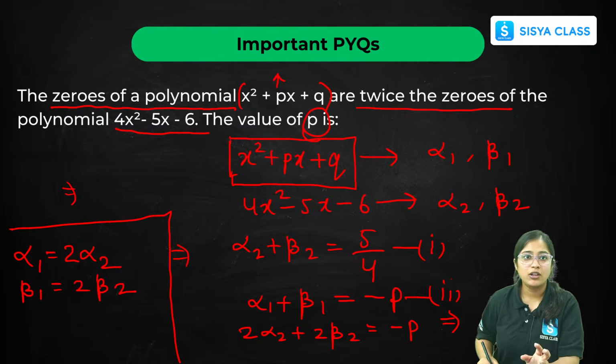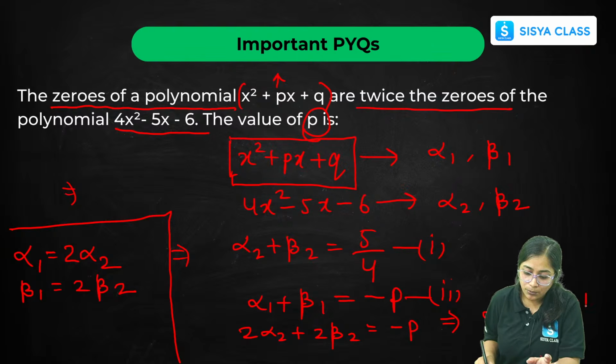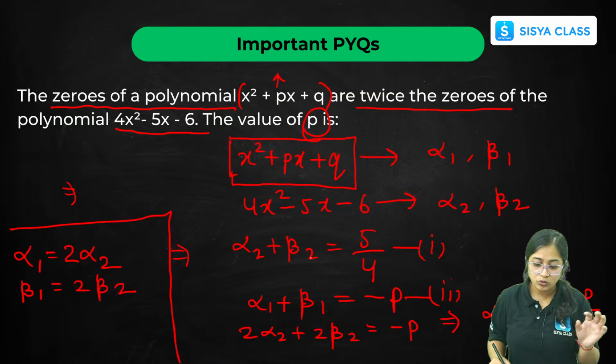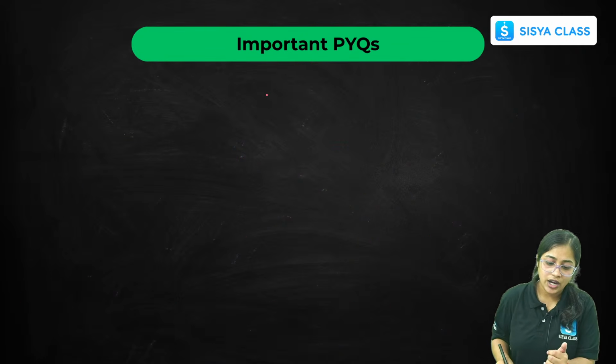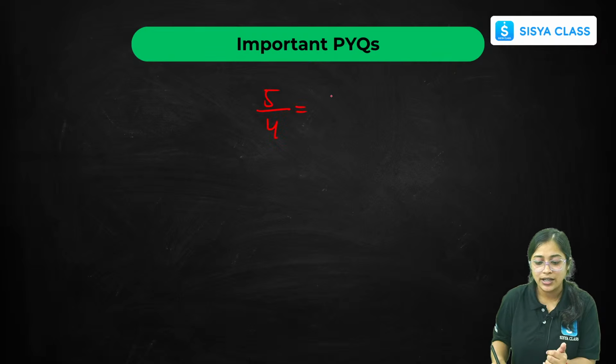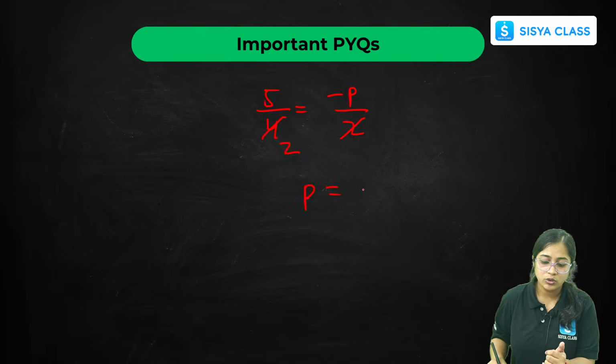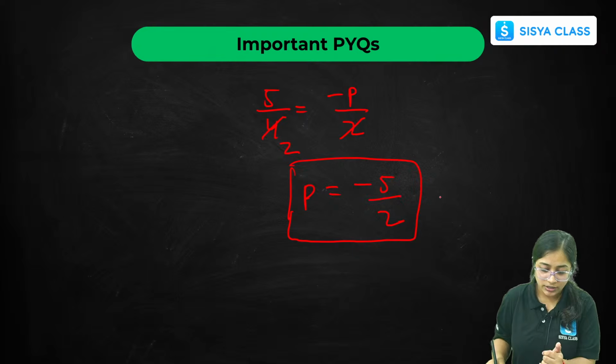From here, what is the value of alpha 2 plus beta 2? It is minus p upon 2, right? And what is alpha 2 plus beta 2 from equation 1? It is 5 upon 4, right? So we have 5 upon 4 equal to minus p upon 2. Now from here you can cancel, and the value of p you will get is minus 5 upon 2, okay? So this is the value of p, right?